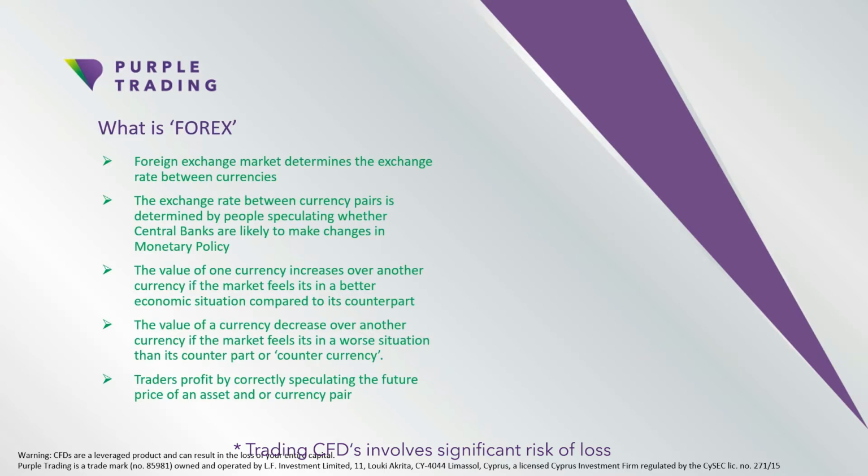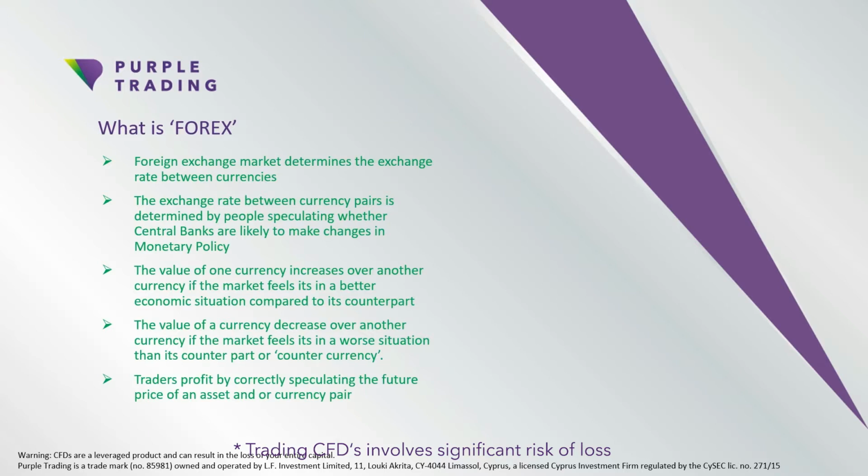So basically, if one currency is outperforming another currency in terms of its economy, then you will see that particular pair trending towards the upside. If the market feels that it's underperforming against another currency, then the trend will tend to be to the downside. So the value of a currency decreases over another currency if the market feels it's in a worse situation than its counterpart or counter currency.